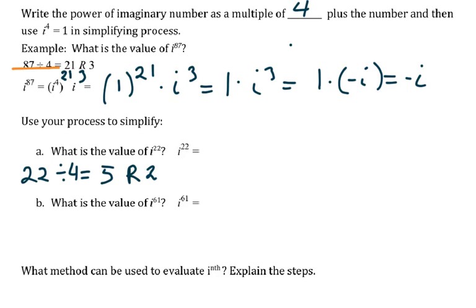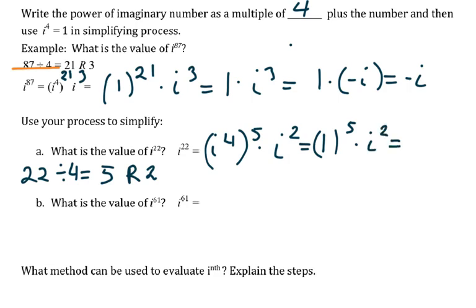So I can rewrite I to the 22nd power as I to the 4th to the 5th, which is I to the 20th, times I squared. So I get 1 to the power of 5 times I squared. 1 to any power is always 1, so we're going to forget about it. We're not going to write it. And I squared, I know, is just negative 1. And I'm done.